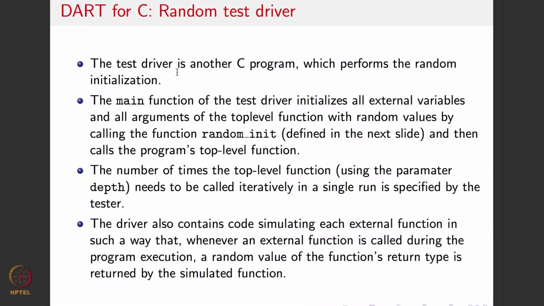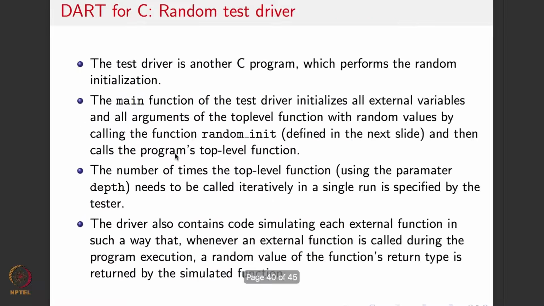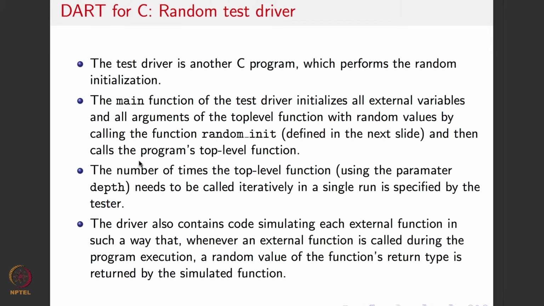The test driver is another C program which performs the random initialization. That is this function, random init. The main function of the test driver initializes all the external variables and all the arguments to the top level function by calling this function random init. That's what this main function basically does: it calls random init, and then calls the program's top level function. We will see random init in the next slide.